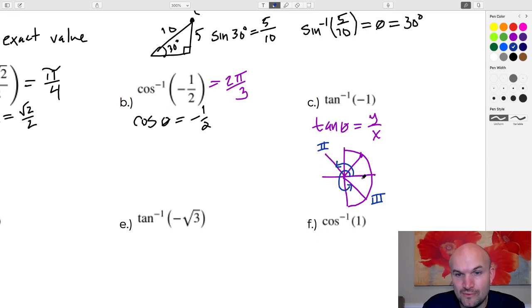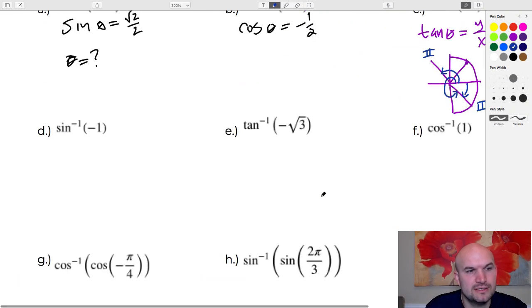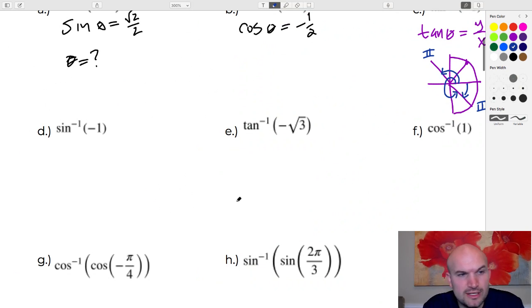And again, to do that, we're going to have to use a negative coterminal angle. And I'm sorry, not negative. Yeah, a negative coterminal angle of pi over 4, which in this case would be negative pi over 4. All right. Now let's do sine of negative 1.